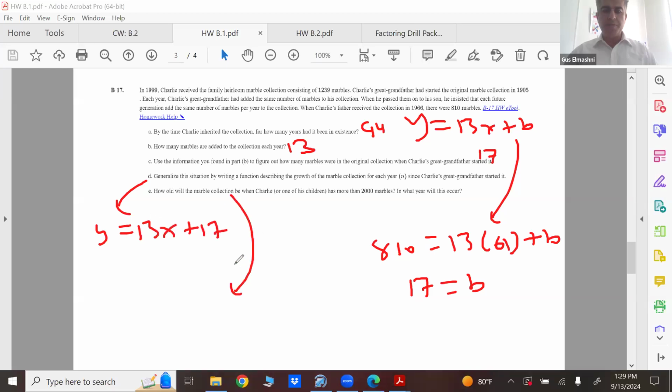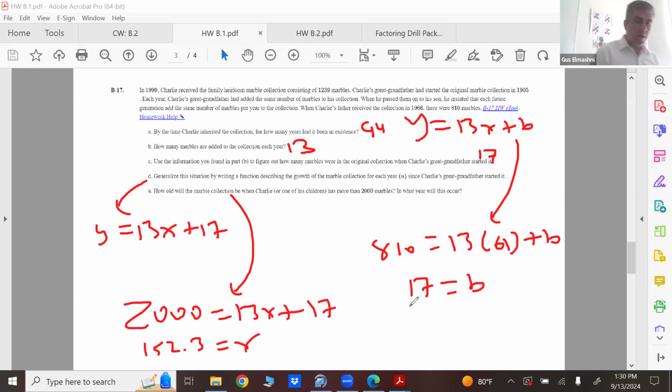And lastly, for E, in what year are the 2000 marbles? So you solve it. Again, I did this in the last class. I trust you guys can work this out, but it'll be about 152 point something. I think it's 152.3. I got 153. Yeah, me too. Okay, let me double check. Oh, no, just because I got the decimal. You rounded up. I didn't think you could have a decimal in here. Actually, you think you're right. Hold on. Yeah, it's actually 152.53. It's also 153 years. That's fine.